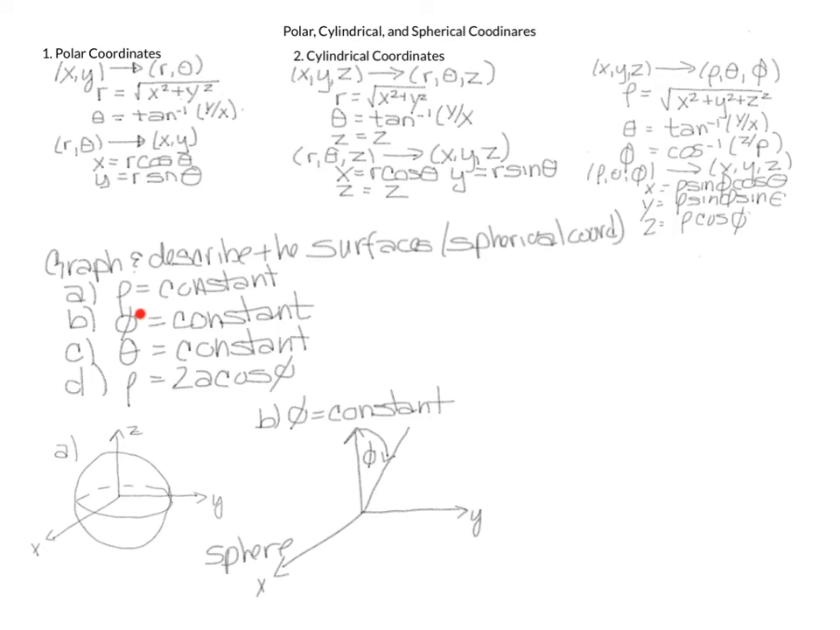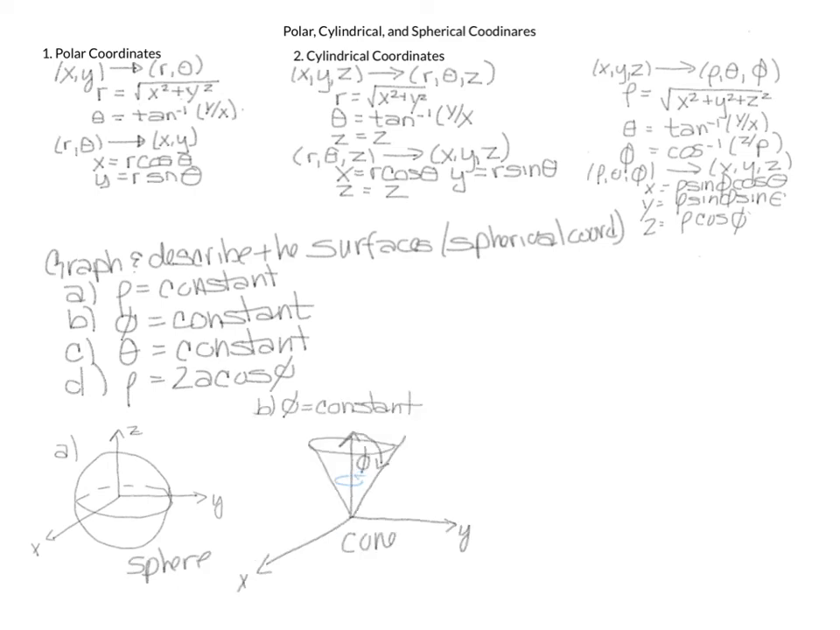Our next equation is phi equals a constant. So phi is the distance from the z-axis down, and if we keep this constant and we let r vary in radius, so it can go from 0 to infinity, and also our theta can go from 0 to 2 pi, we have to be able to rotate this around. This goes around 2 pi. What we end up getting is this cone because we've rotated this line that's at an angle phi from z. We've rotated this line around 360 degrees.